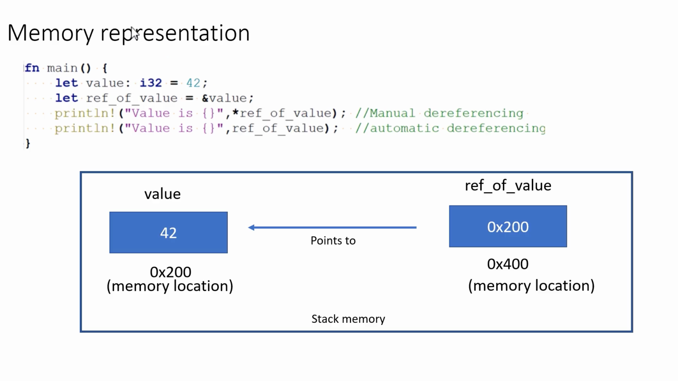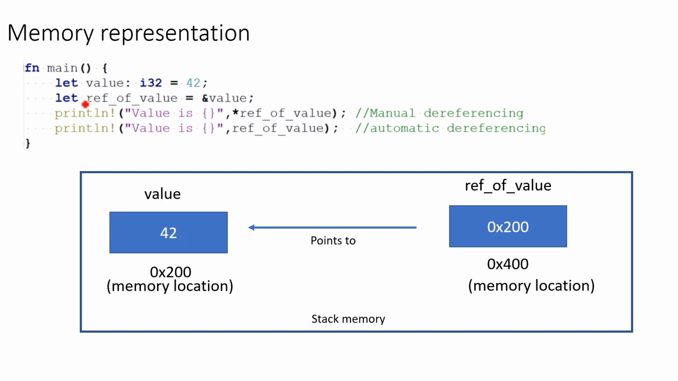This is how the memory representation of these two lines would look like. Basically, these two are local variables, so they are created in the stack memory. So somewhere in the memory, let's say at memory location 0x200, some hypothetical value, this variable gets created. Let's say 42 is stored at this location and its variable name is value.